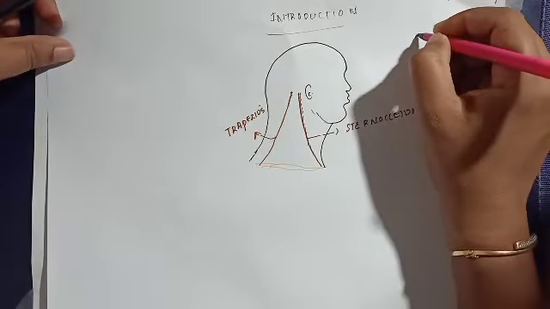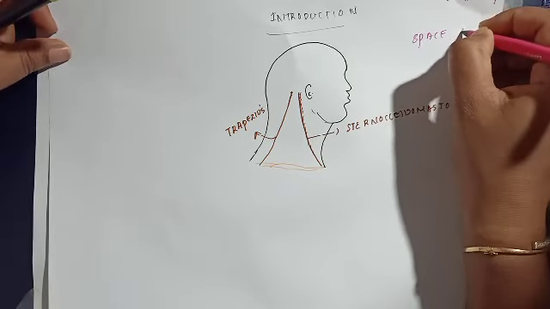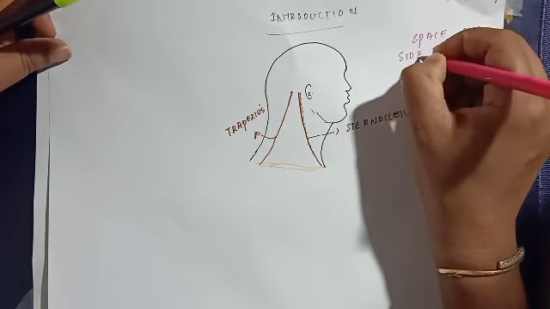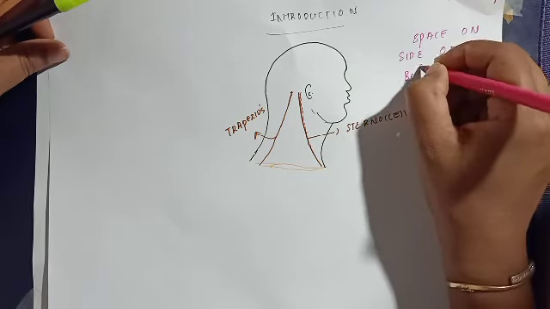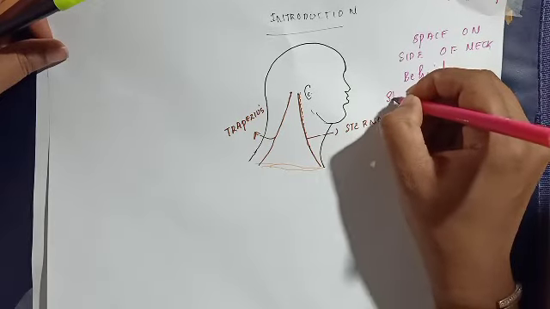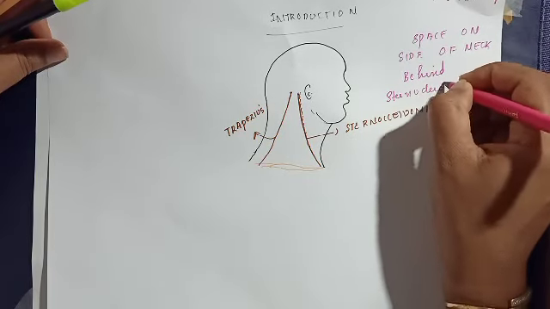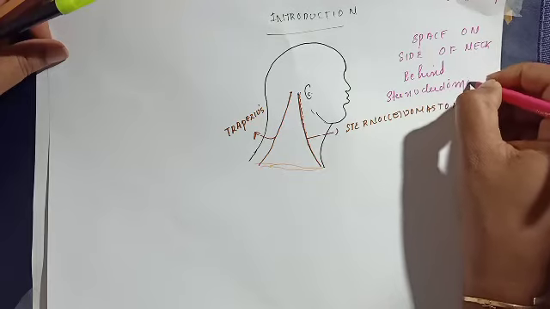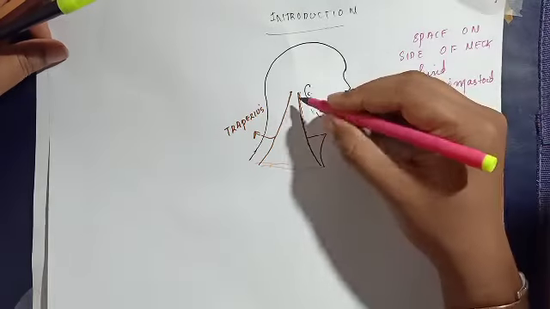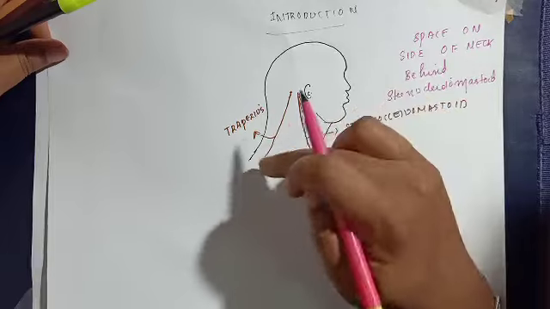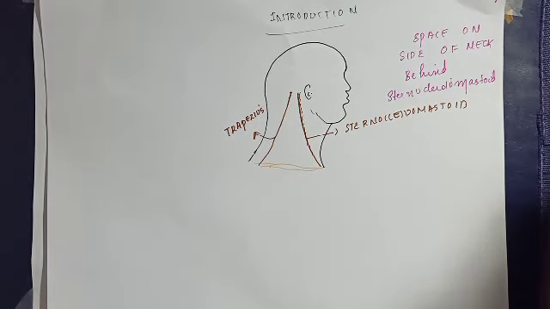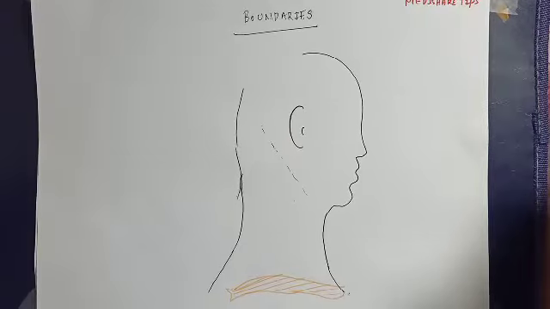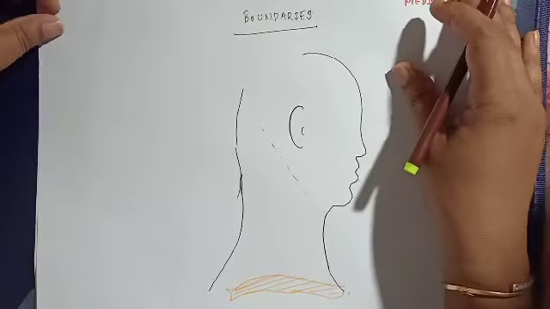So, a few words about the posterior triangle. It is a space on the side of the neck situated behind the sternocleidomastoid muscle. Actually it is located posterior to the posterior border of the sternocleidomastoid and in front of the anterior border of the trapezius muscle. So that is the posterior triangle. Now we'll discuss the boundaries of this triangle.